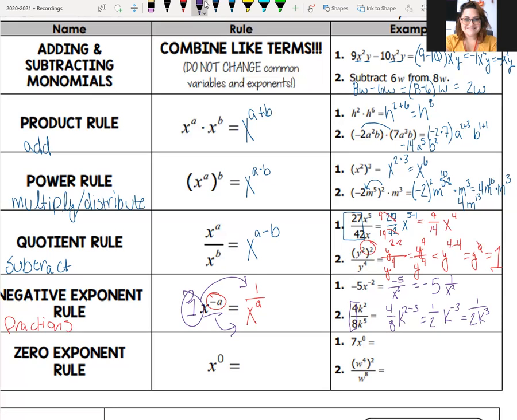Zero exponent rule just means that this equals 1. So over here, x to the 0 is going to give us 1, so we would have 7 times 1, which is 7. Up top, first thing we need to do is multiply 4 and 2, which means we're going to get 8 over 8, which means we have w to the 8 minus 8, which is going to be w to the 0, which equals 1.